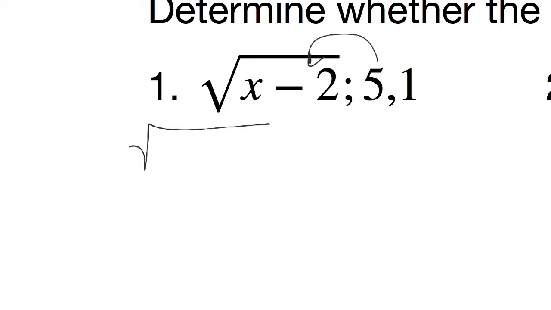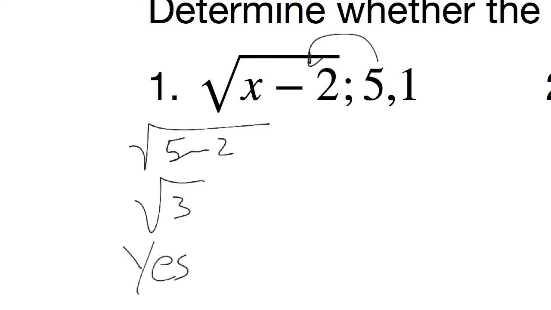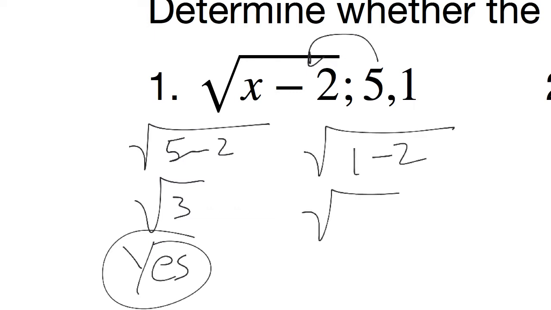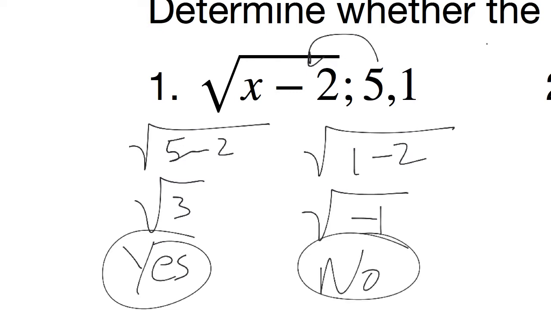So square root of 5 minus 2, that's going to be the square root of 3. And yes, it is meaningful, because 3 is positive. However, 1 minus 2 is going to be negative 1. No, not meaningful.